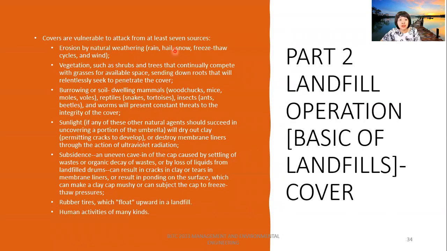So this is the cover. Why do we need the cover? It is vulnerable to attack from at least 7 factors: erosion, vegetation, soil, sunlight, subsidence, rubble and tires, and human activities. Okay, so all of this is why we need to have the cover, and why the cover is important. So you can read it by yourself.